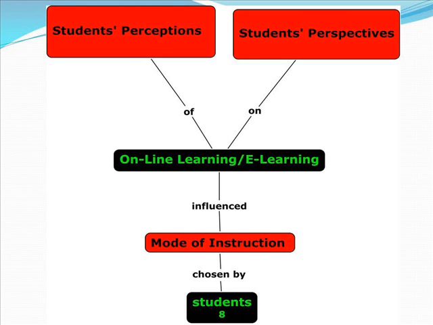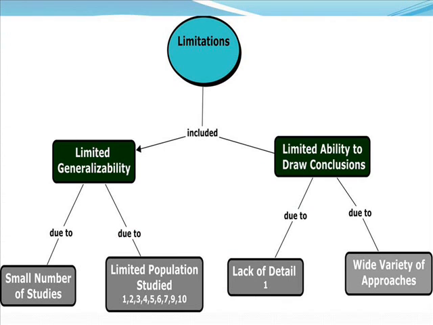Conclusions. To conclude, this analysis determined that learners' perceptions of and perspectives on online and/or e-learning influenced course choices. Students' views on modes of delivery determined whether or not learners chose to take a course online or in the traditional delivery mode. There were several limitations to this analysis.